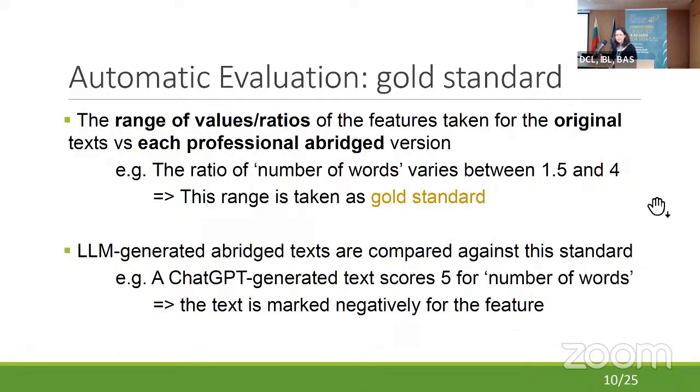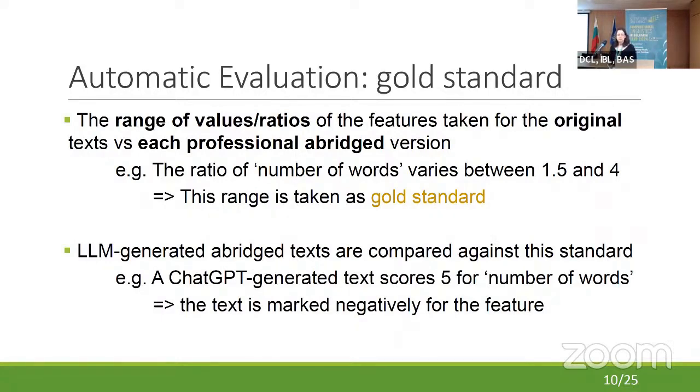I will briefly explain what is used as gold standard in automatic evaluation. Here is where the professionally human-made abridged versions of the text come into play. So we take the range of values or ratios of the features, as explained, taken for the original texts versus each professional abridged version. For example, we're taking the characteristic number of words. If it varies between 1.5 and 4 for the 4 professional abridged versions of the Little Duckling, then this range is taken as gold standard.